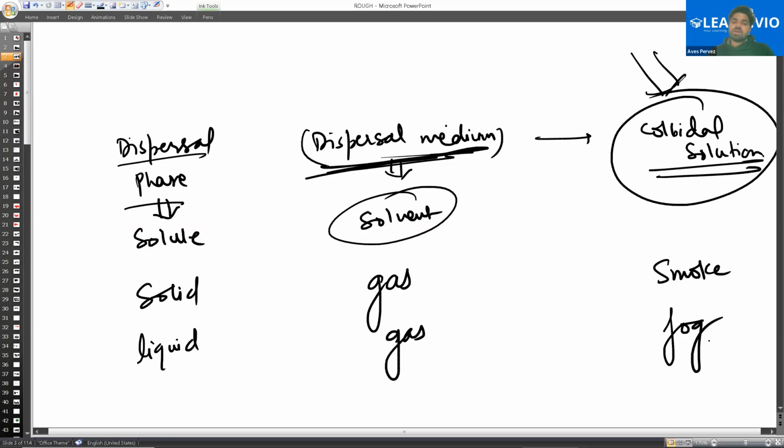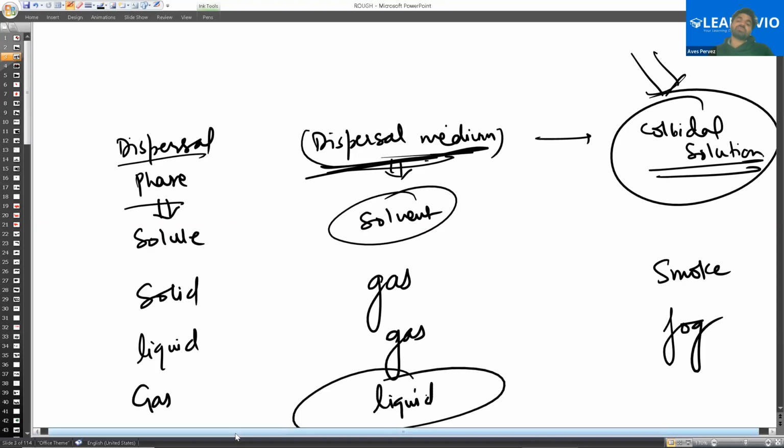Got it? If I write liquid here and gas here, the state of the solution will also be liquid, exactly that of the solvent, like carbonated drinks.